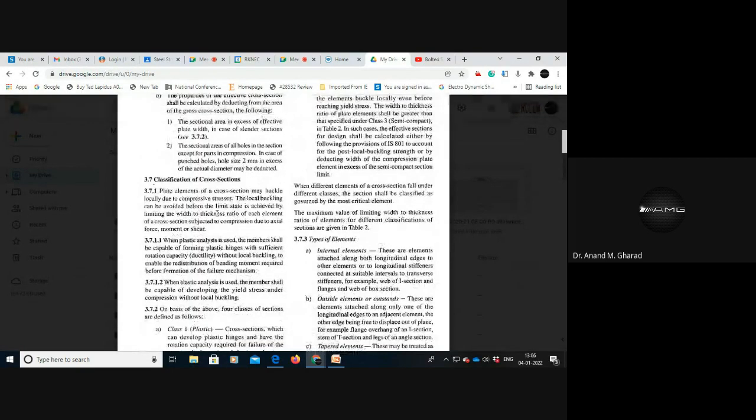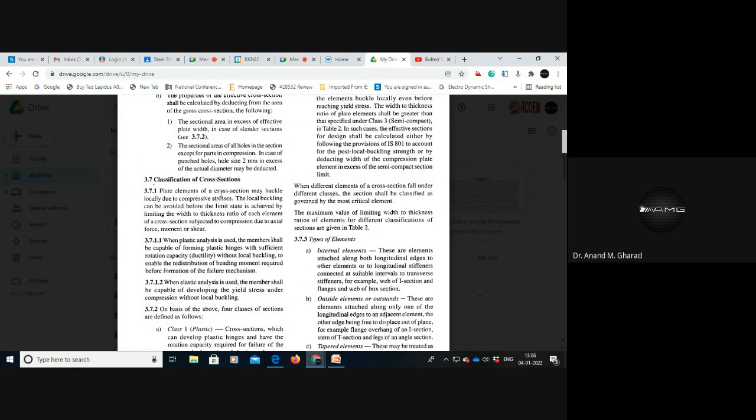I will read a paragraph and we will try to assess whatever we have learnt, whether it is in line with this or not. What does it say? Plate elements of a cross section may buckle locally due to compressive stresses. I will read one more time. Plate elements of a cross section.